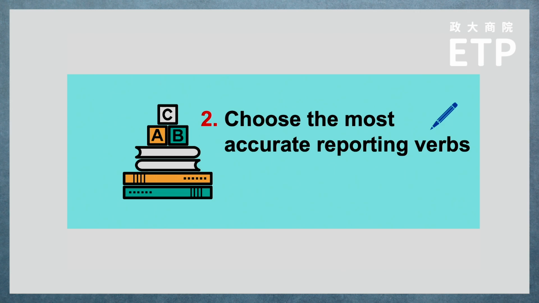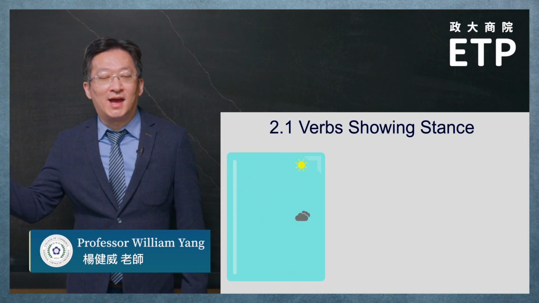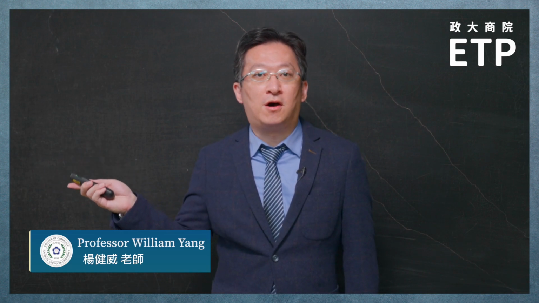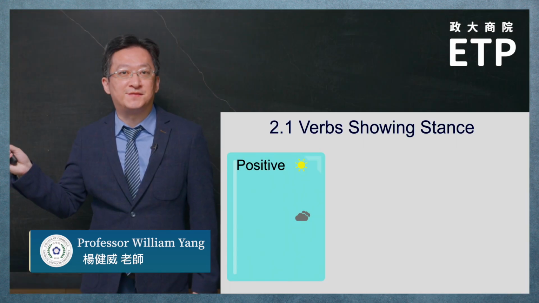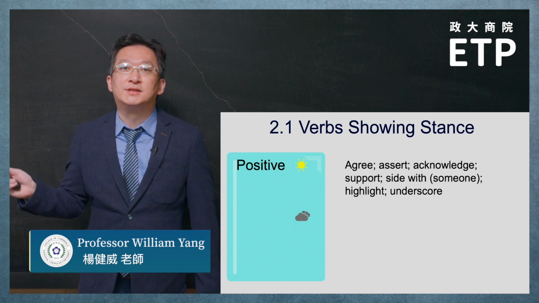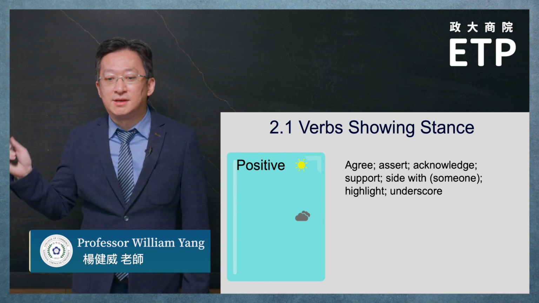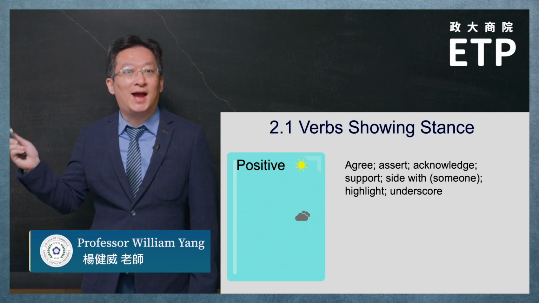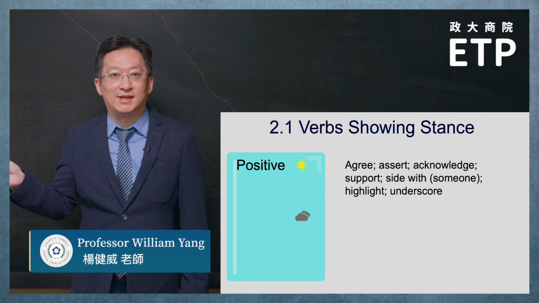All right, so now let's talk about how to use the reporting verbs, how to choose the most accurate reporting verbs. If you look at the slide, we can classify reporting verbs in terms of stance and view of the author or the speaker. For example, we can have reporting verbs that show positive stance. You can say the author, the speaker, agrees, asserts, acknowledges, supports, sides with a person, or highlights or underscores an idea.